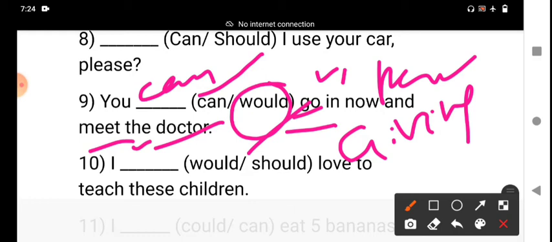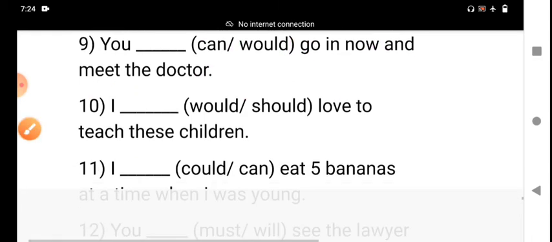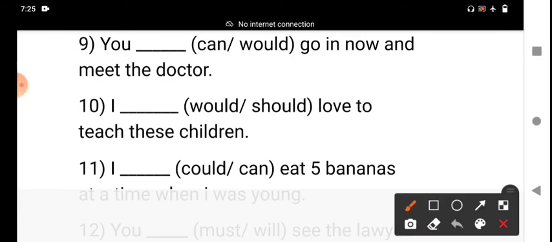When you talk, the main function of can is giving and asking permission. It is granted permission. You have been given permission to go in and meet the doctor. That is the meaning of the sentence. Granted permission, giving permission. Okay, next, the 10th one. We should observe which is the suitable answer among the two options, would and should.